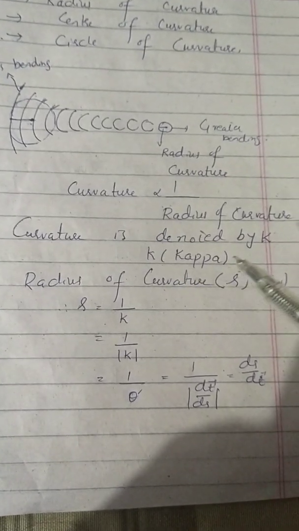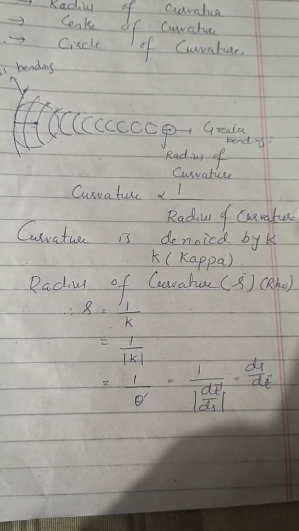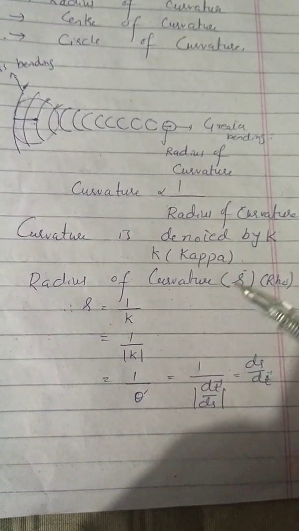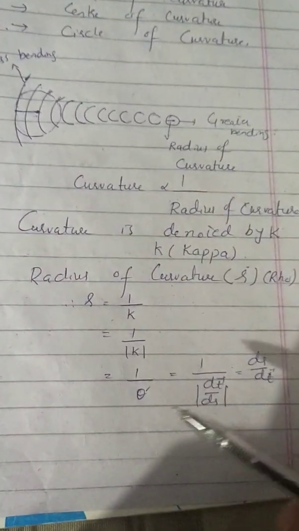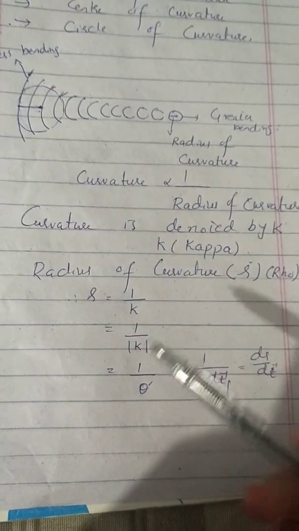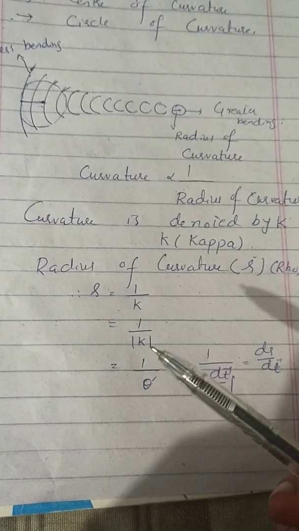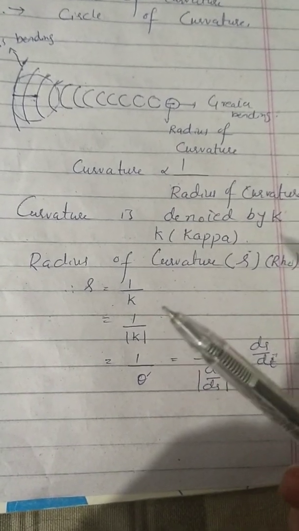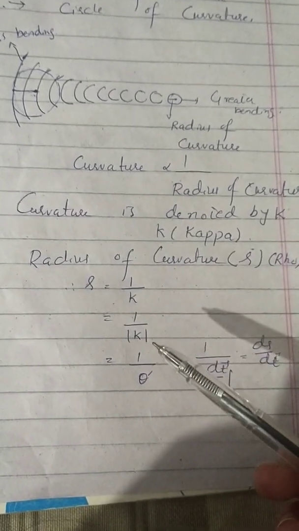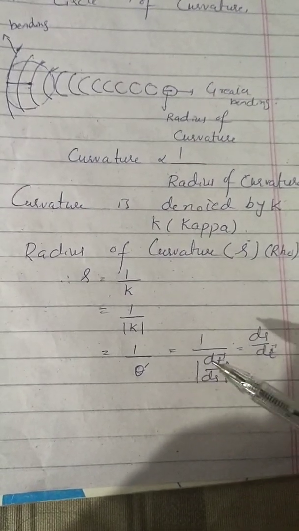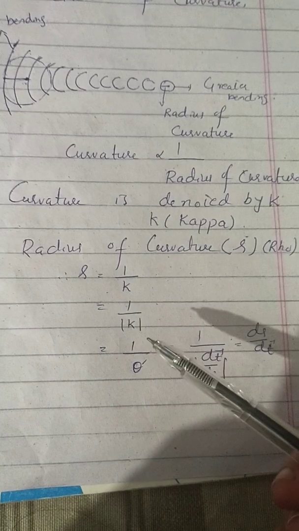Now curvature is denoted by k, which we pronounce kappa, and radius of curvature is denoted by rho. Now we will also derive a result for rho. As you know, rho is equal to 1 by k, or k is equal to 1 by rho. Here we can also say that the magnitude of k is equal to theta prime.